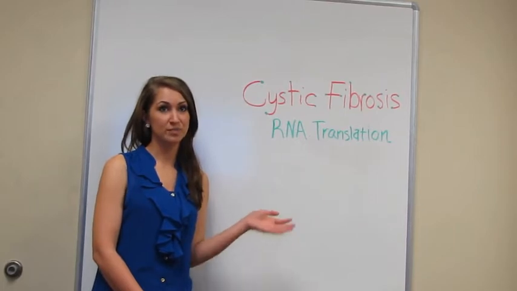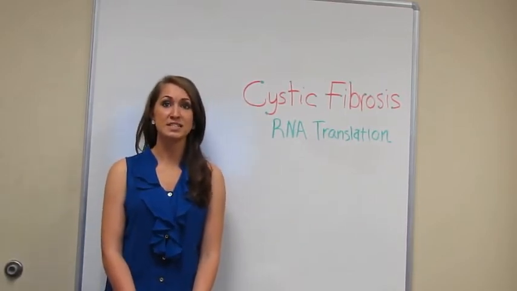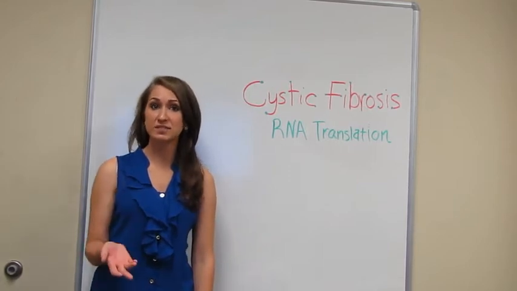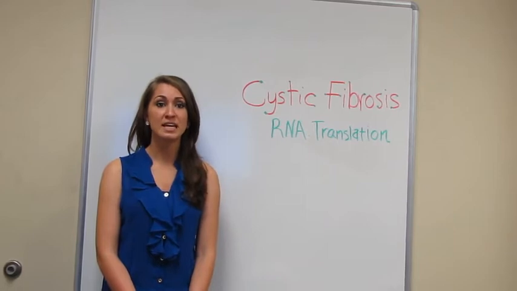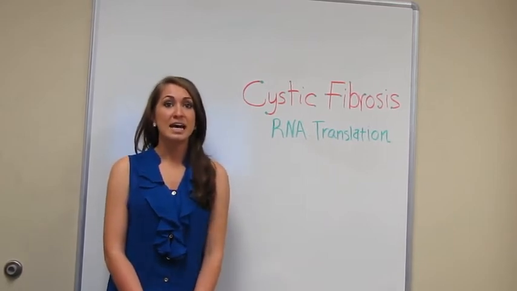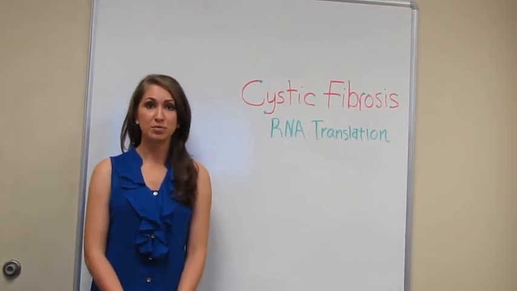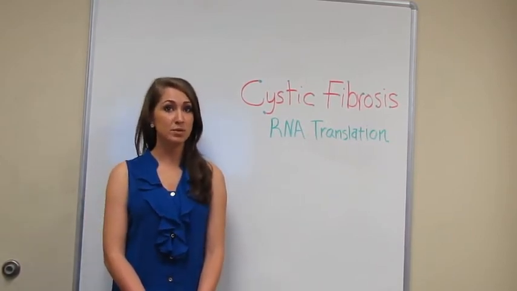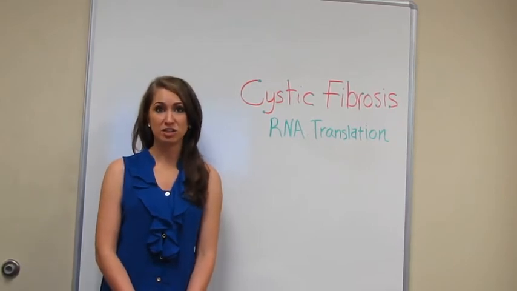RNA translation. Cystic fibrosis is an inherited chronic autosomal recessive disease that affects the lungs and digestive system of about 30,000 children and adults in the United States, 70,000 worldwide. A defective gene and its corresponding protein product cause the body to produce an unusual, thick, sticky mucus that builds up in the lungs and leads to life-threatening lung infections.